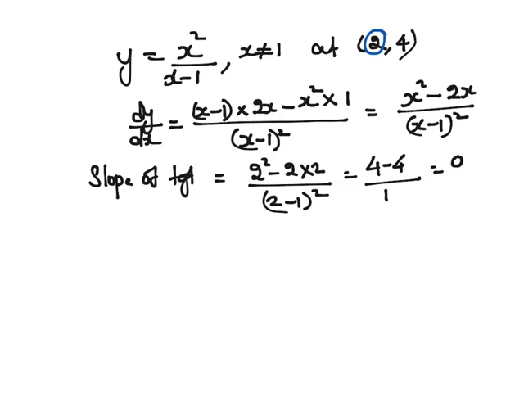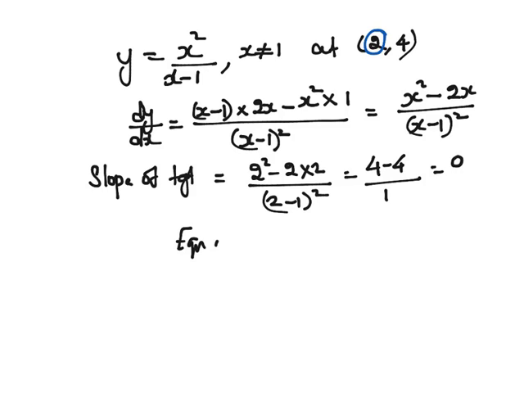So the slope of the tangent is 0. What does it mean, student? We know that the slope of any horizontal line is always 0, so if the slope of the tangent is 0, then definitely the tangent has to be a horizontal line, isn't it? So if the tangent is a horizontal line, what will be the equation of the tangent?